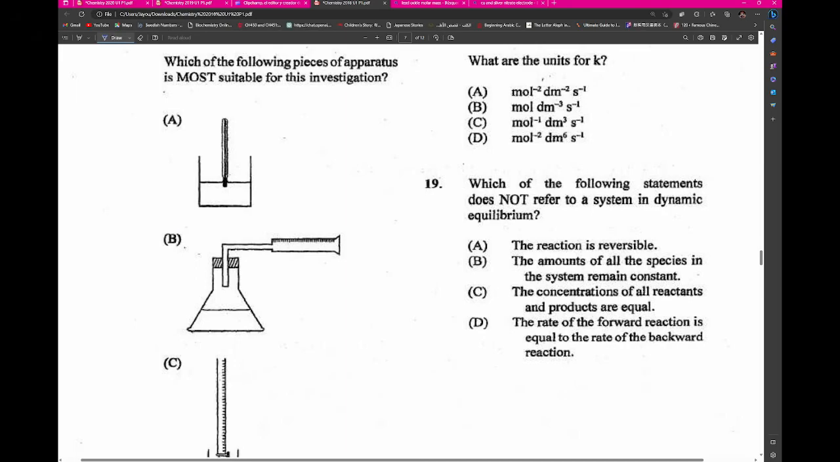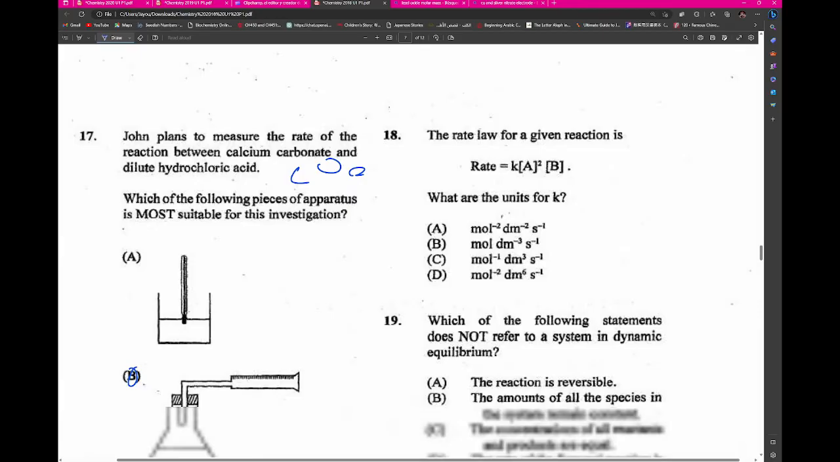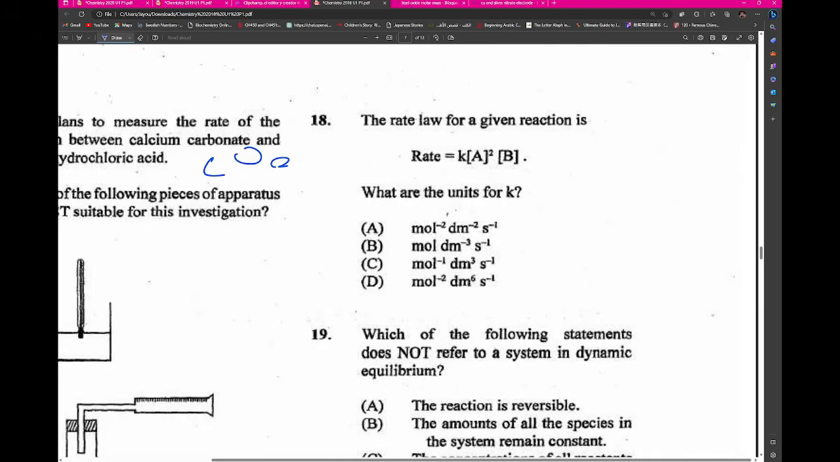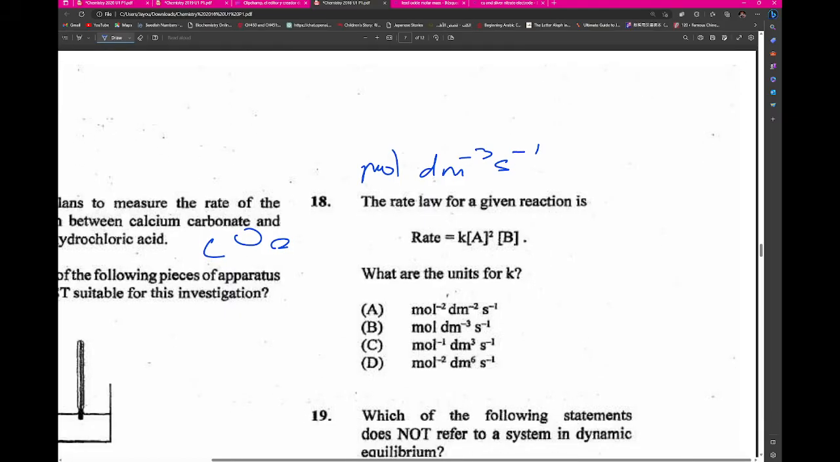Here we looked at this as well. We're measuring carbon dioxide gas, from calcium carbonate and dilute acid, so the gas syringe is the best way to go. Here now we're looking at the rate, so we're looking for the units of K. The unit is usually mole per dm cube per second, so the rate is usually in mole per dm cube per second. I'm not sure if that would just be the answer here, so let's look at the rate unit here. So K, what are the units of K specifically here?